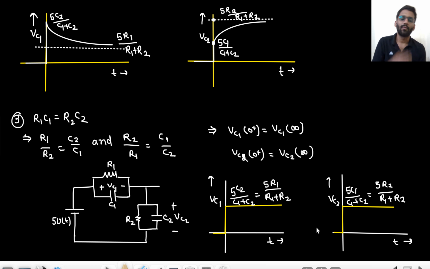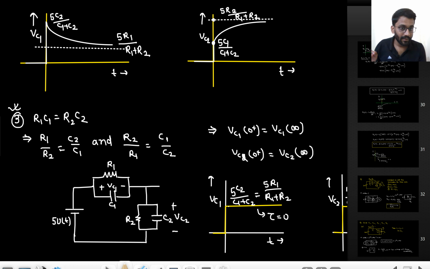Now one interesting question I want to ask: what is the time constant for this case? For the earlier two cases we know the time constant, that is R1 parallel with R2 into C1 plus C2. What is the time constant for this case? Everyone should write it in your rough notebook, then I will tell the final answer. The time constant is 0. Why so? Because it is getting stabilized immediately from 0 to the final value.